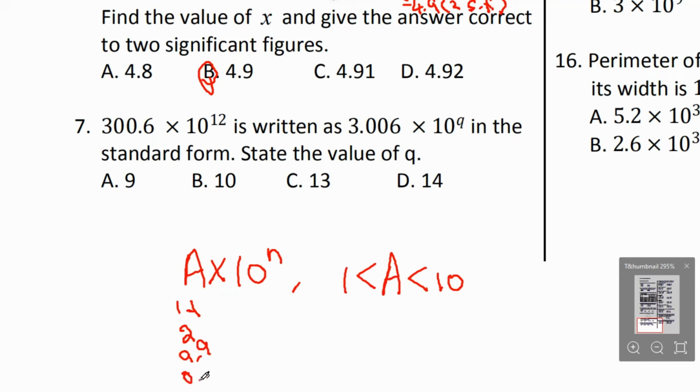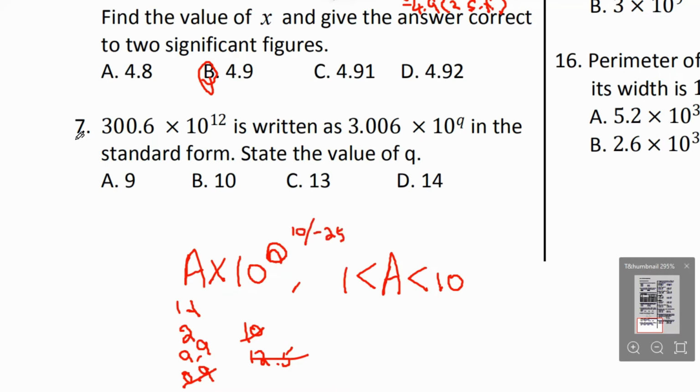Okay, it cannot be 0.9. Cannot. And also it cannot be bigger than 10. So let's say it cannot be 10, cannot. And also like 12.5 also cannot. Okay, so this is the standard form. And here n can be a positive integer or a negative integer. It can be a positive number or a negative number. So let's say n here can be 10 or it can be negative 25.